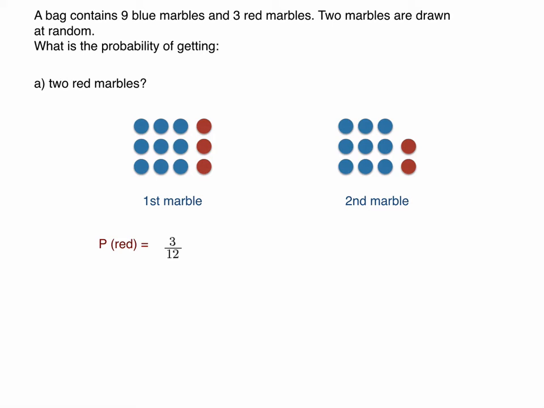So the probability of getting a second red marble is dependent upon the fact that you've already drawn a red marble in the first instance. So here our probability now is 2 out of 11. And to get the overall probability of 2 red marbles, we now multiply those 2 probabilities.